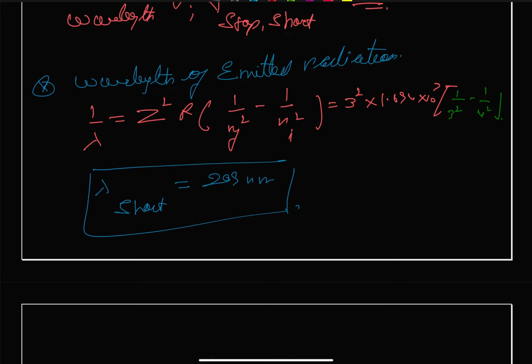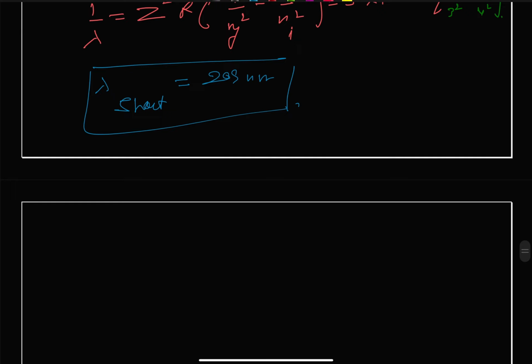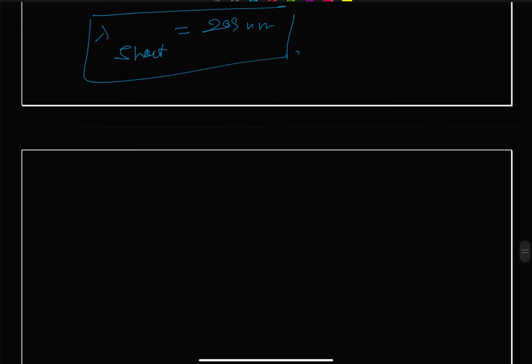We can also find the longer wavelength with the same formula, but the transition is from 5 to 4. So similarly lambda long will be approximately 452 nanometer.